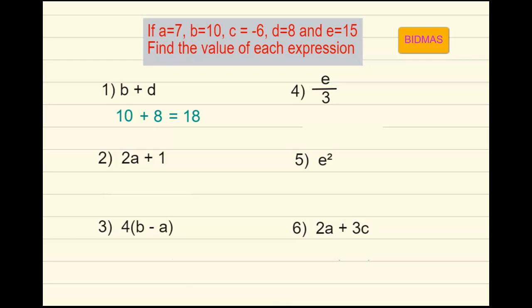For number 2, we have 2A plus 1. So 2 times A, A is 7, so that's 2 times 7, add 1. So that's 14, which is 2 times 7 is 14. Add 1 will give you 15.